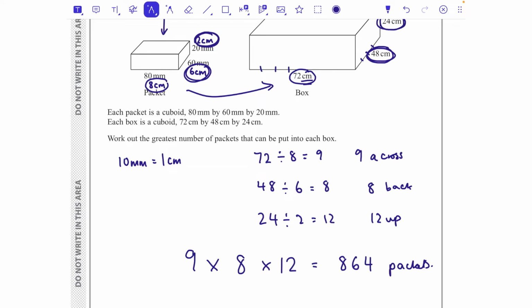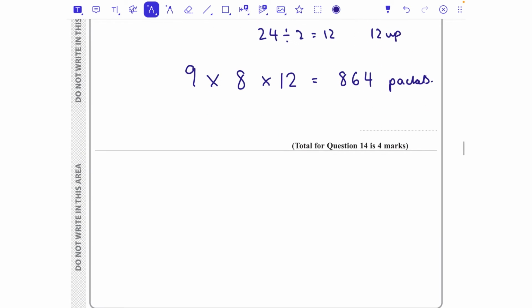Great. 9 times 8 times 12 is 864, and that was for 4 marks.